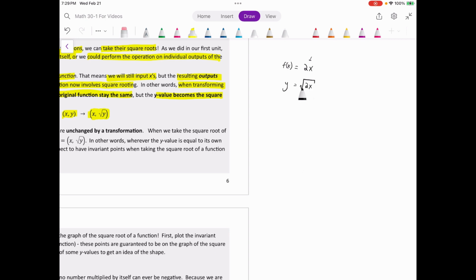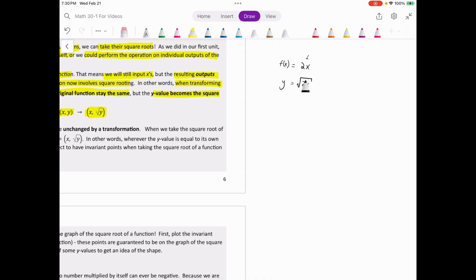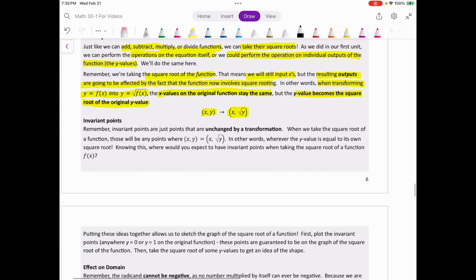So now it's the square root of 4, which is 2, right? Before, when x was 2, y was just 4. Now when x is 2, y is 2. So we went from a point (2, 4) to a point (2, 2). Notice (x, y) has become (x, root y). (2, 4) has become (2, 2). So that's why our x's stay the same, because we're still just inputting the x's. The y's that come out get changed because we're square rooting the entire function, and therefore its outputs.